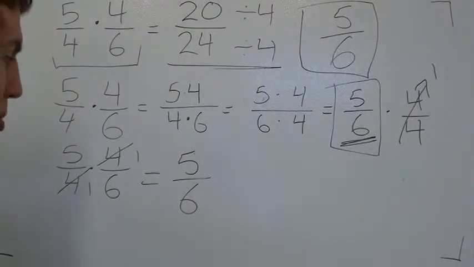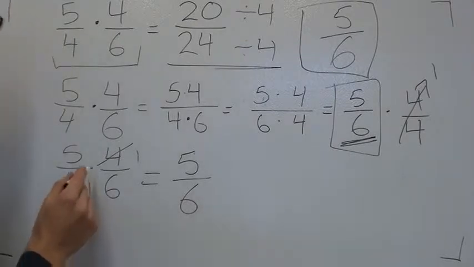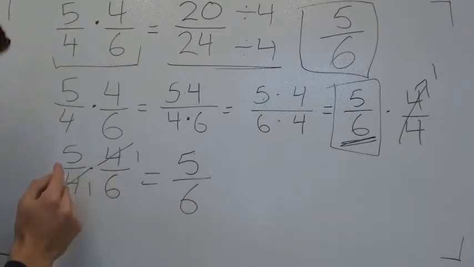Alright, anytime you're multiplying fractions, anytime it's multiplication, if you have the same number on the numerator as you have on the denominator, you can just cancel them out. Okay?